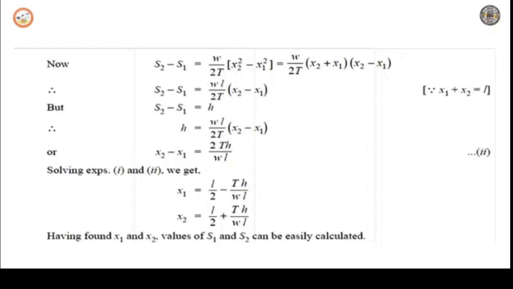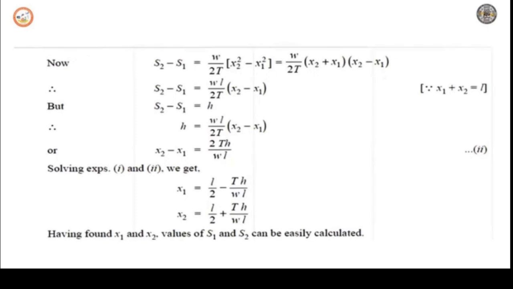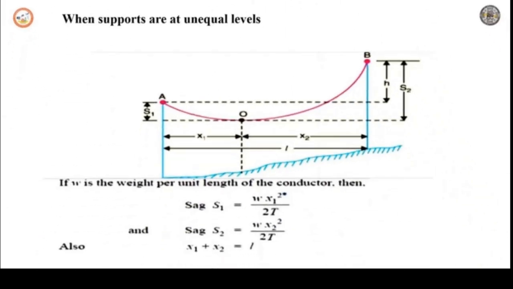Solving these equations, you can get x1 and x2 separately. Here you can see x1 is given by x1 is equal to L by 2 minus Th by WL, and x2 is equal to L by 2 plus Th by WL. Once the values of x1 and x2 are known, the sags S1 and S2 can be determined. This is the sag at unequal supports. This is the equation, and you can see the diagram here.